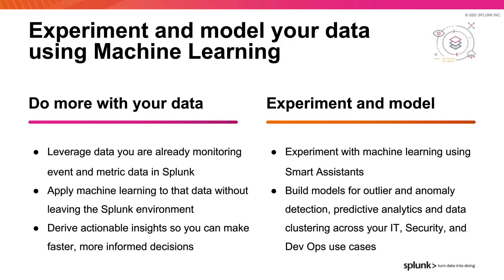Many organizations are already tracking and monitoring their event and metric data using Splunk. But did you know that Splunk offers the ability to experiment and model data with machine learning for your IT, security, and DevOps use cases? Machine learning can help you derive more insights from this data so you can ultimately make faster, more informed decisions. Furthermore, our smart assistants can guide you with experimentation so you can build different models to help you forecast events and detect anomalies.